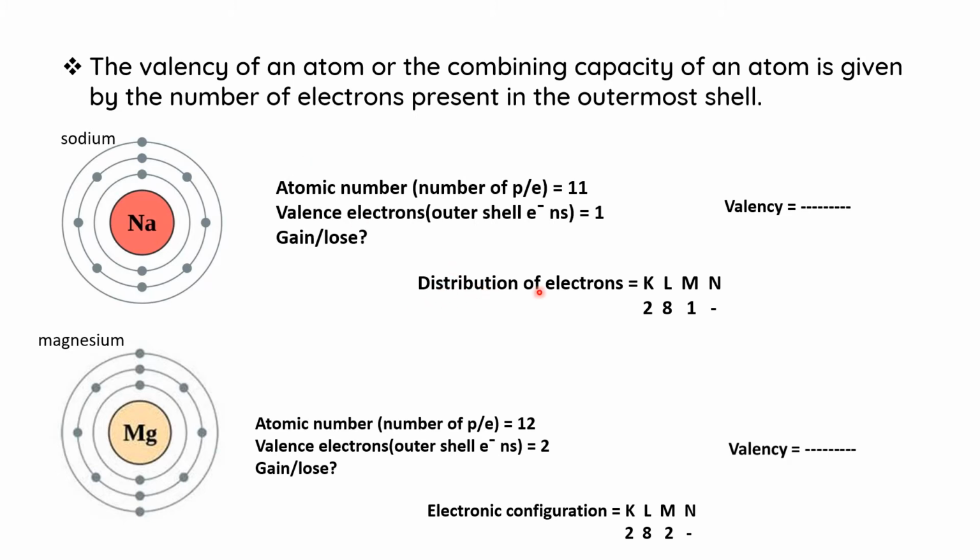Now we will see the distribution of electrons also. In the first K shell there are 2 electrons, in the L shell 8 electrons, and in the M shell 1 electron. And in the last N shell there are no electrons, only K, L, M. And for getting stability, the sodium atom leaves this electron to another atom. So its electronic configuration is 2 8. So this Na is converted to Na plus.